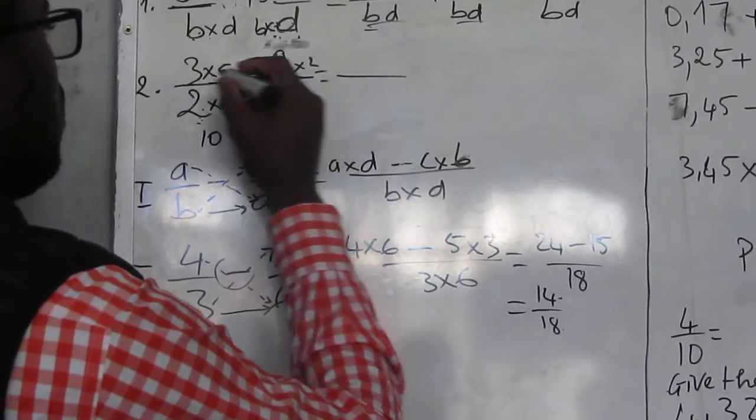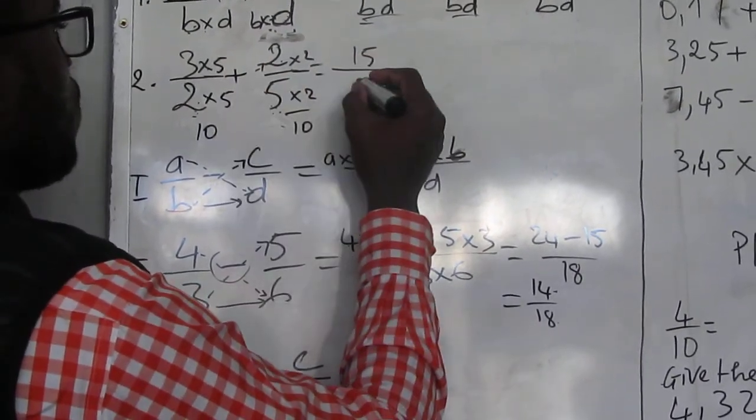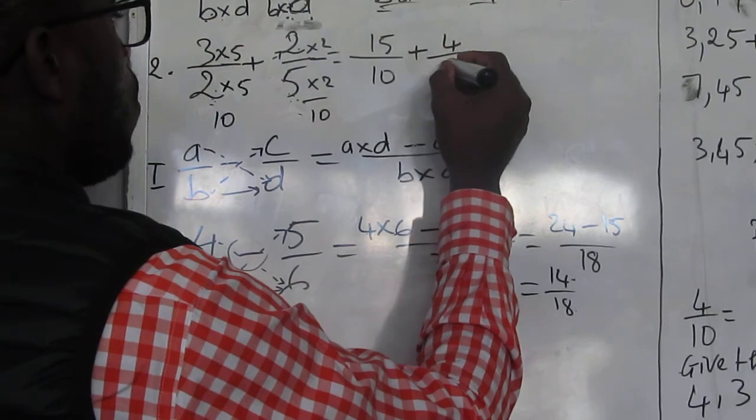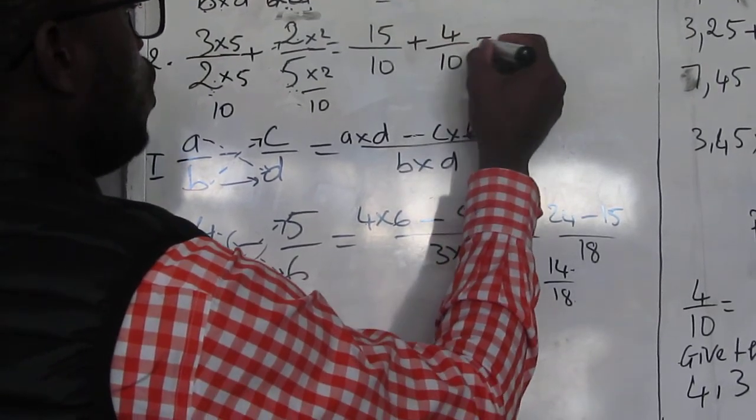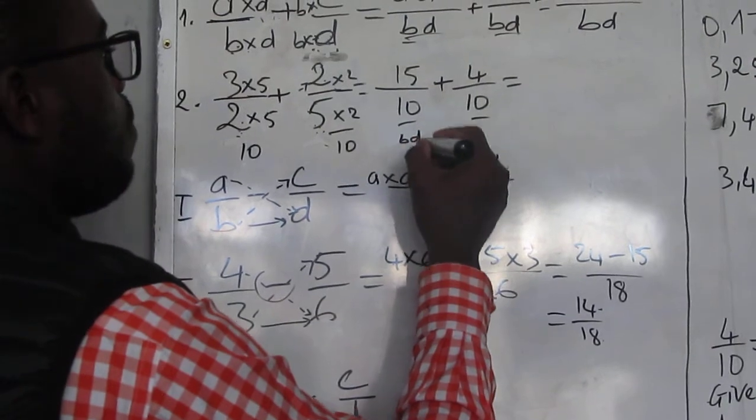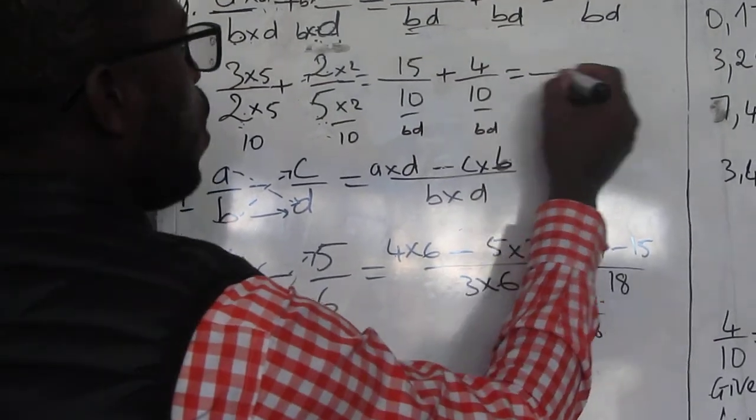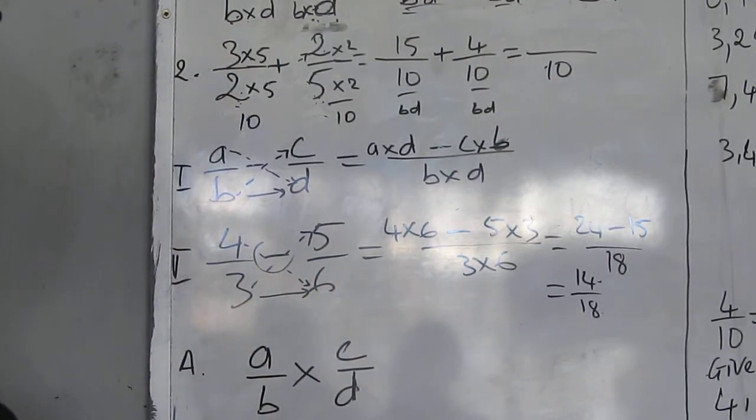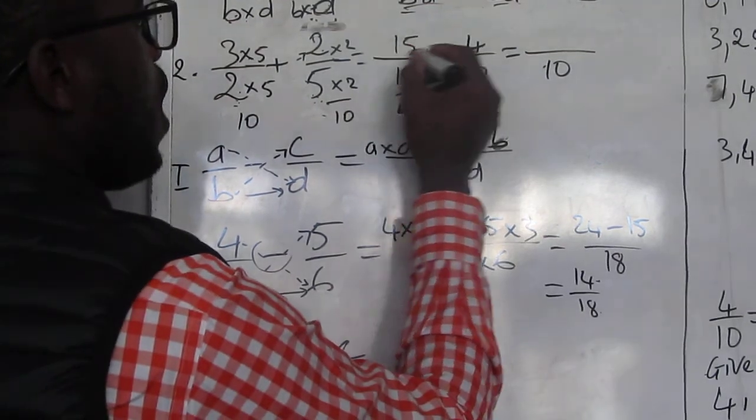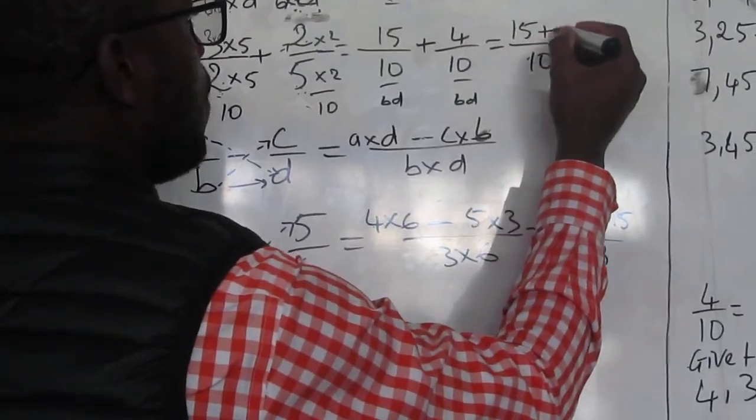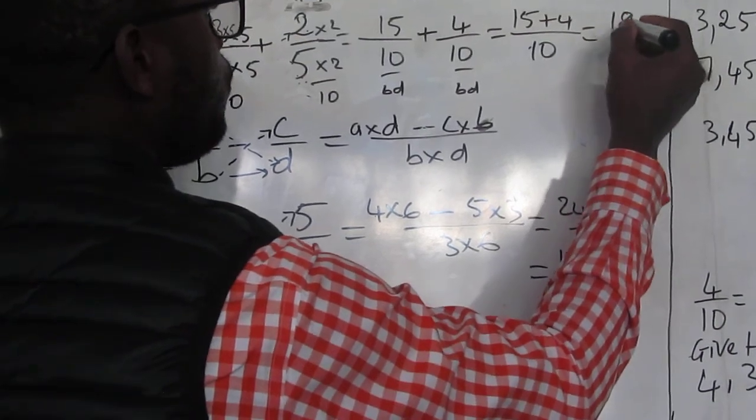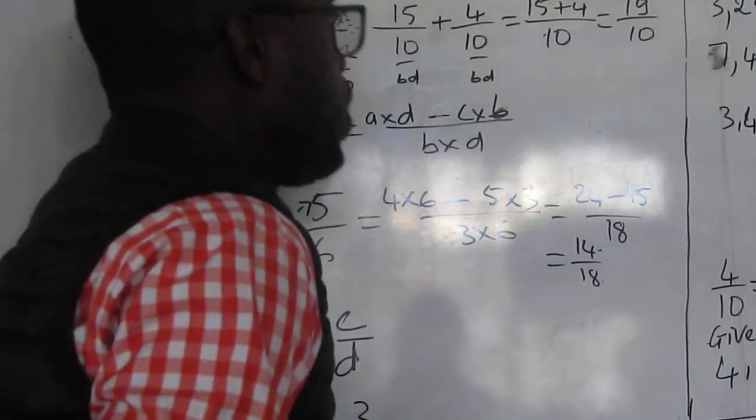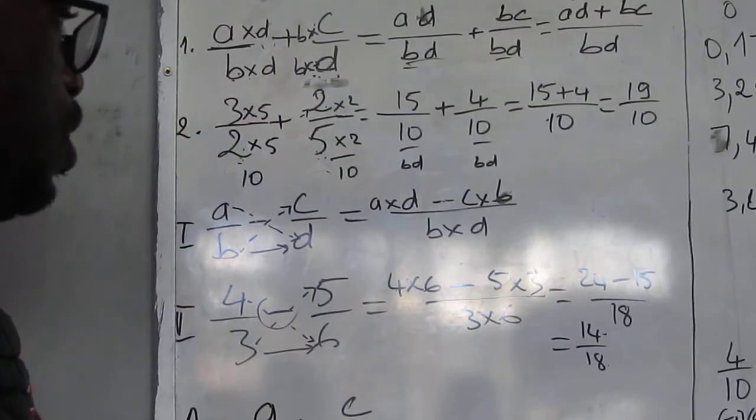So now here we got 3 times 5 is 15, 2 times 5 equal to 10. Now plus 2 times 2, 4, over 5 times 2, which is 10. So you see now we get the same thing. It's like when we have BD and another BD there. So what do we do? We keep the same denominator, 10, as the denominators are already common. And then we just add our numerators. So 15 plus 4, this is 19 over 10, the same answer that we got when we did cross multiplication. So it's the same thing.